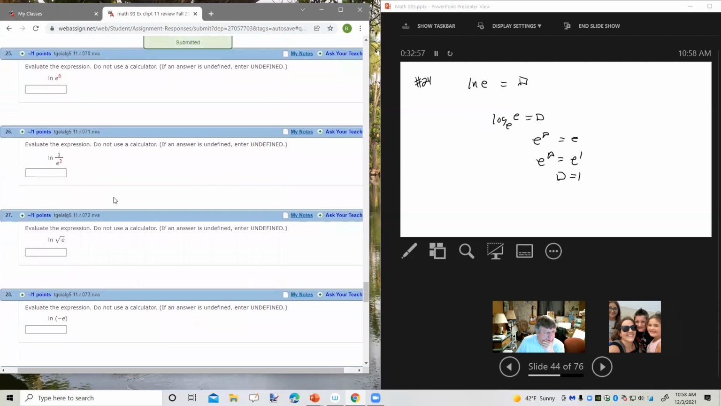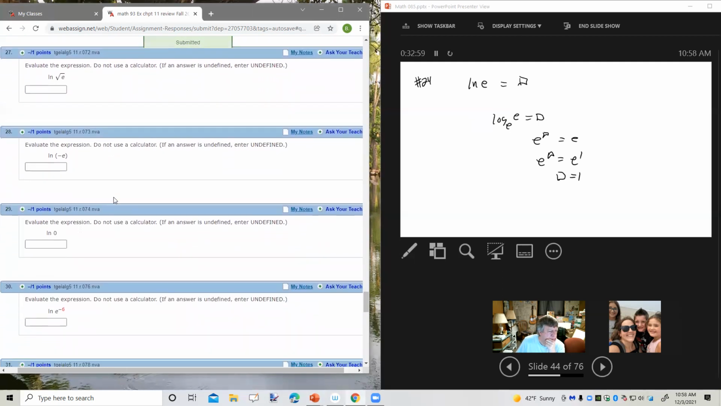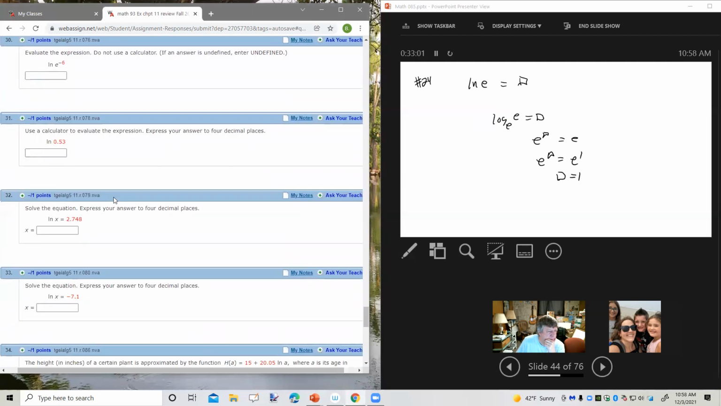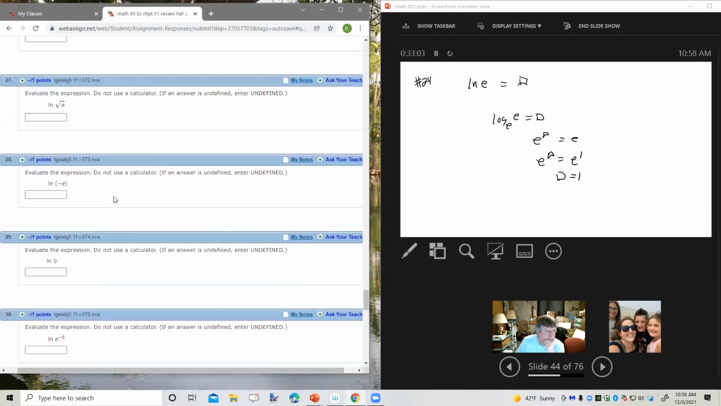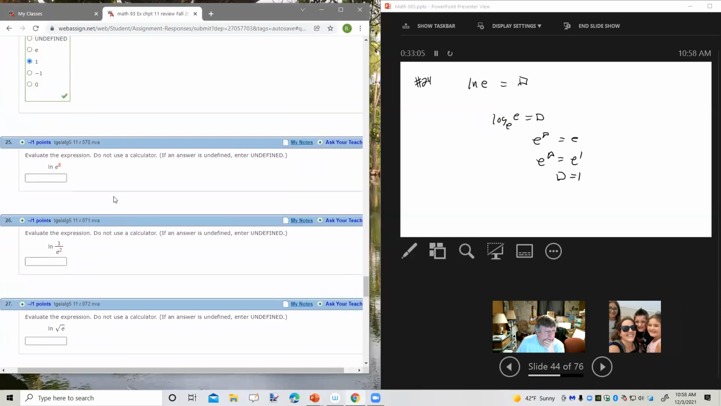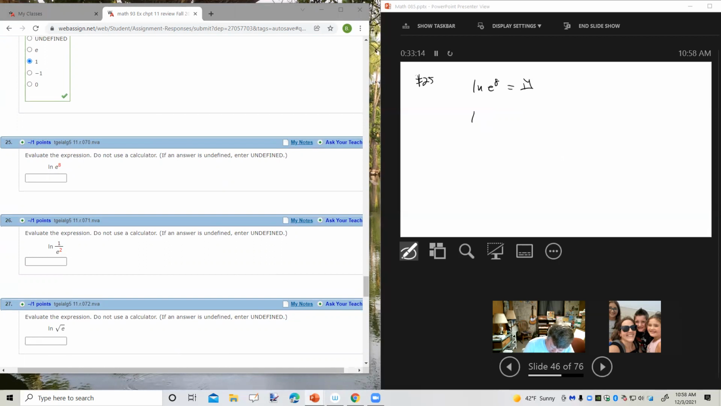Okay. How are we doing? Let's see. Yeah, I guess we can do some more of these. There's a pattern here, though. So this is 25. Natural log of E to the 8th equals something. We don't know what it is yet. Log base E of E to the 8th equals that. So E to the box equals E to the 8th. The box equals 8.